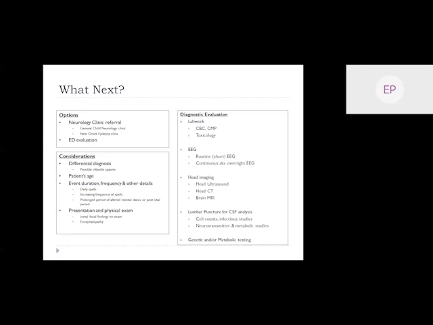All right, so you've seen the patient in your clinic, and you have a very high suspicion of a seizure, and it's a new seizure. So what do you do? You have several options, but the two main options that I highlight here: one is a referral to a neurology clinic. At Children's National, most likely, you'd be referred to a general child neurology clinic.